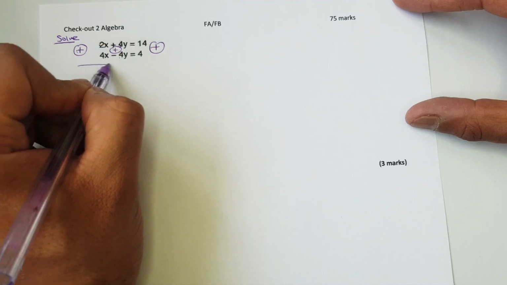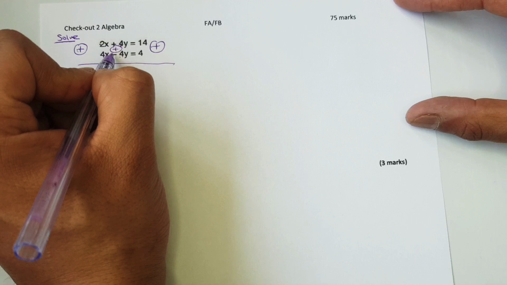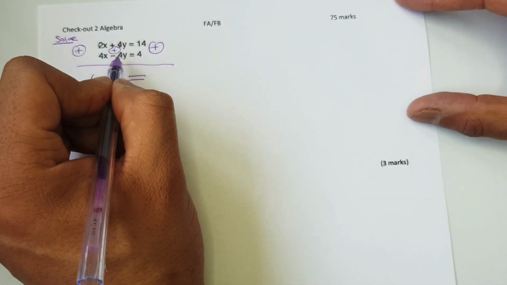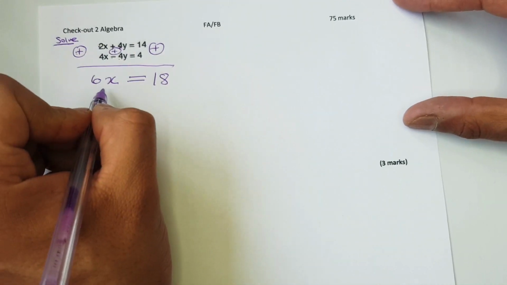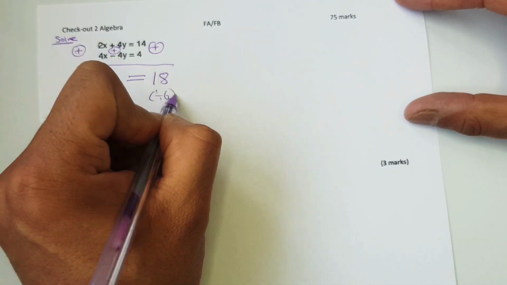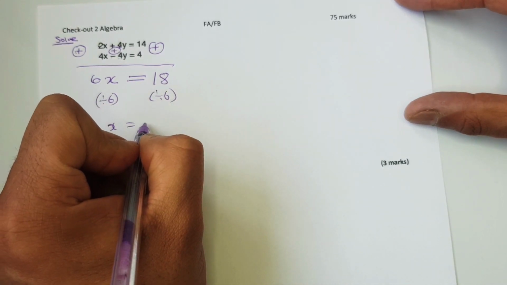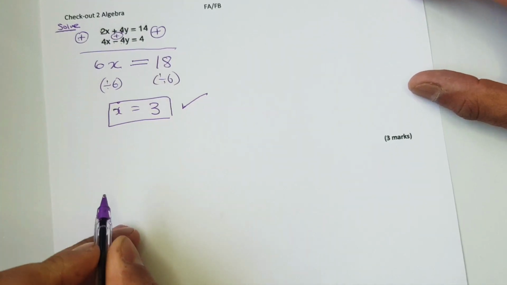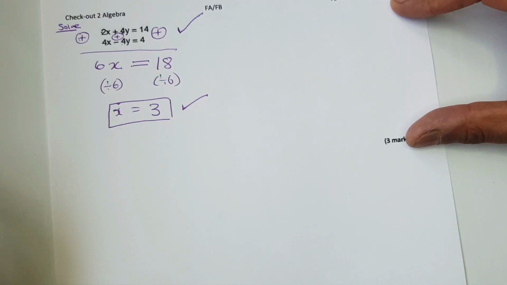2x plus 4x is 6x. 4y plus negative 4y, that's 0. So I'm not going to write anything down there because it's eliminated. 14 plus 4 is 18. That's your first step done. Now to work out x, divide both sides by 6. Obviously you can do this in your head. I'm just showing you the method. 18 divided by 6 is going to be 3. That's your first answer. Okay, 1 mark for that. So you get 1 mark for adding the 2 equations, 1 mark for finding the first value of x.